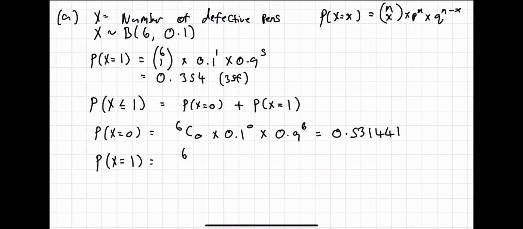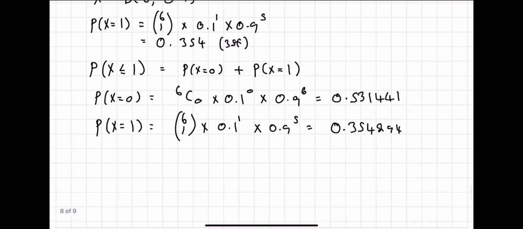So that's 6 choose 1 times 0.1 to the power of 1 times 0.9 to the power of 6 take away 1, which is 5. Go to my calculator, type this in. 0.1 to the power of 1, 0.9 to the power of 5, and I get 0.354294. So now the probability of x being less than or equal to 1 is the two added together.